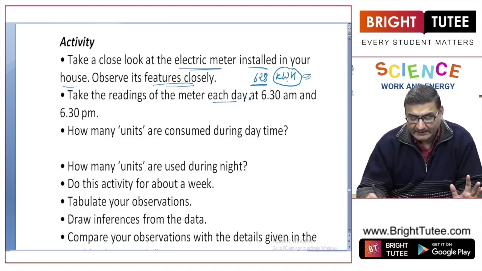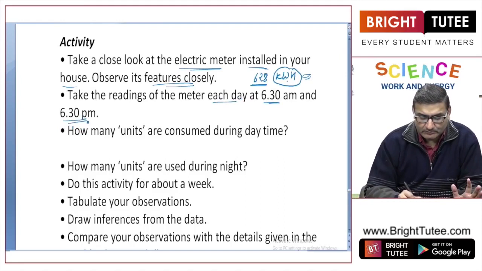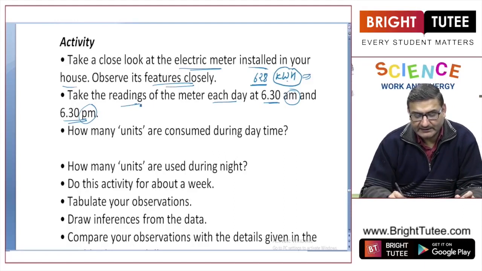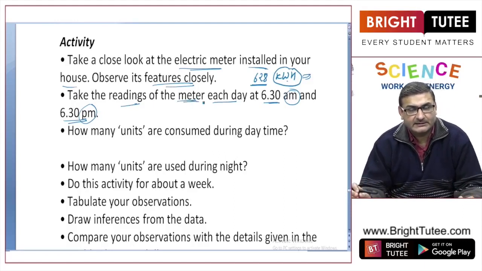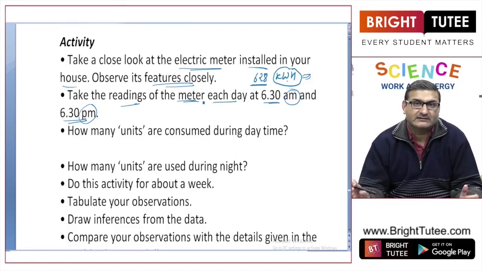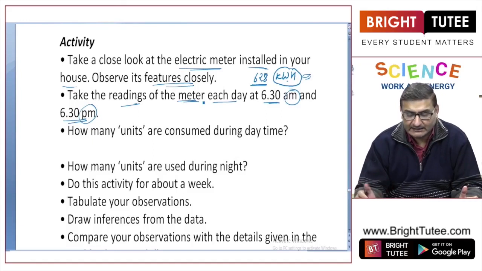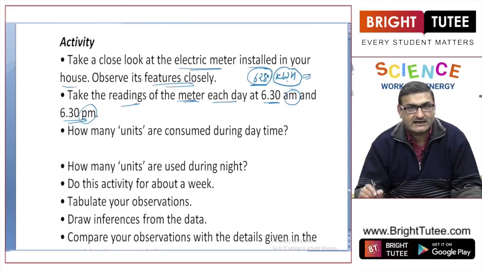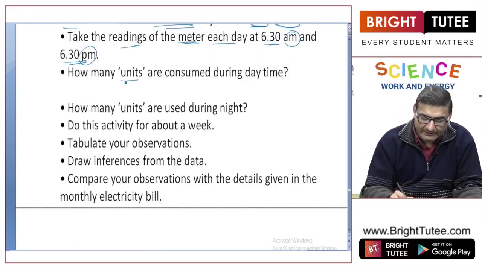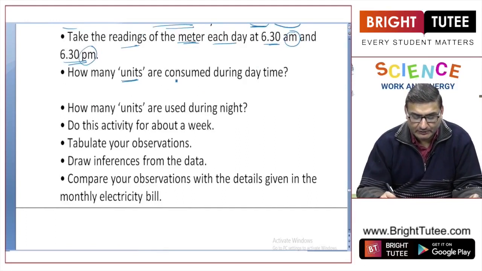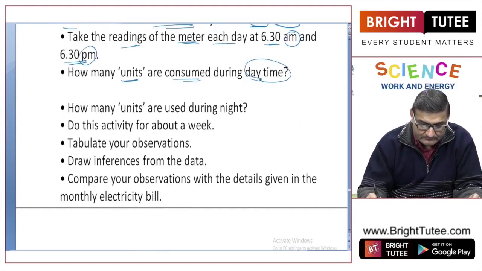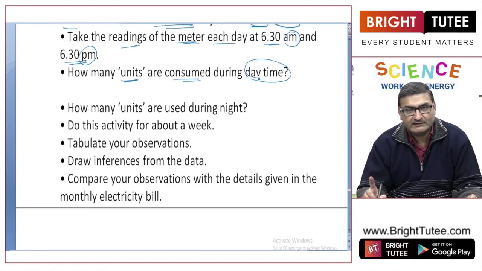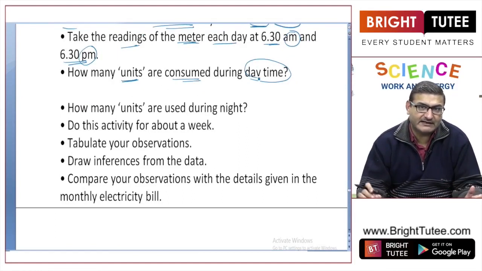So just do one thing, take a look at this particular reading and note it down. Then each day from 6:30 a.m. to 6:30 p.m., from morning till evening, take the readings of the meter. Take the meter's reading in the beginning and in the end, in the evening at 6:30, right? This reading will constantly change. This will give you a basic idea as to how many units of electrical energy you are consuming during daytime.